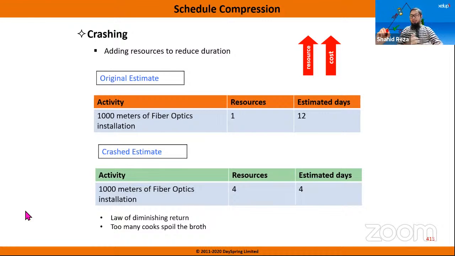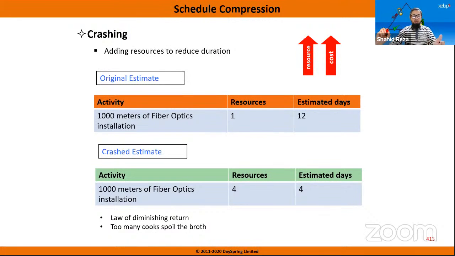So one is crashing. Crashing means increasing more resources. So for one task, if you plan that you will use 2 resources, then it will take say 4 days. But if you double the resource, say if you involve 4 people, then this may happen that a 4 days task can be finished in 2 days. So that is known as crashing. That means you are involving more resources to finish the task early, finish the task fast.